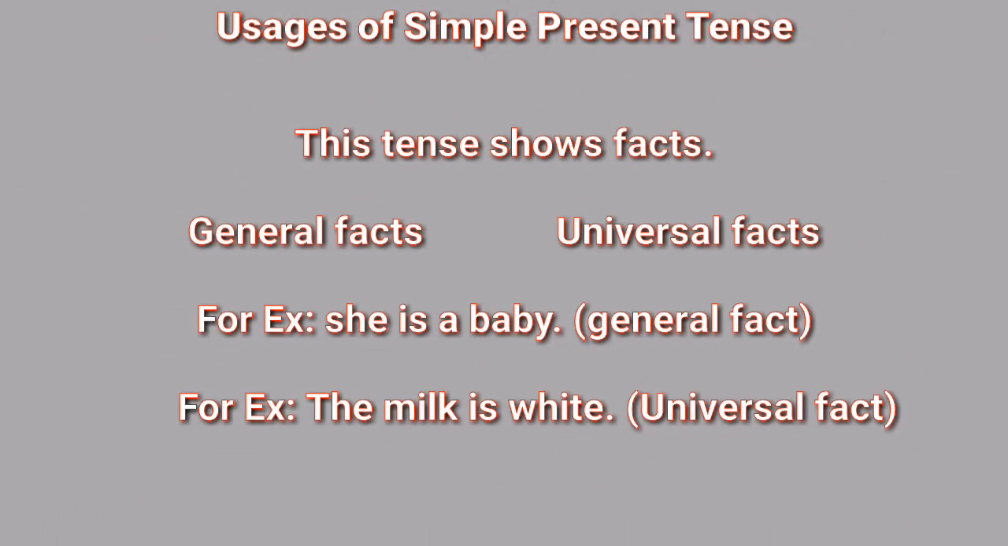Usage number 2 for simple present tense. This tense shows facts. So there are two kinds of facts: general facts and universal facts. General facts are those facts which can be changed. For example, she's a baby. Universal facts are those facts which cannot be changed. For example, the milk is white.